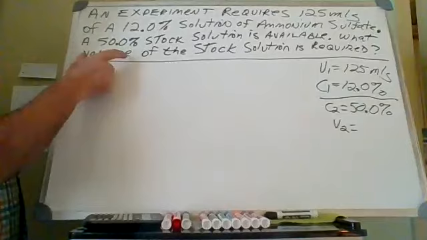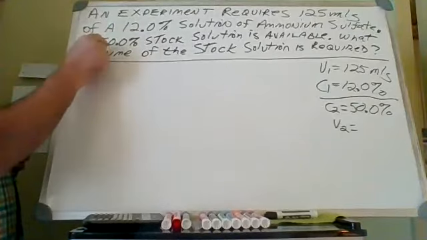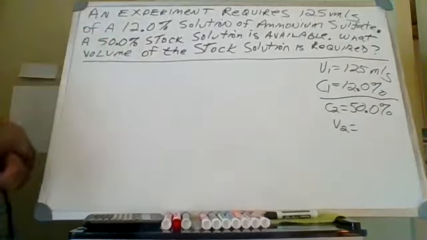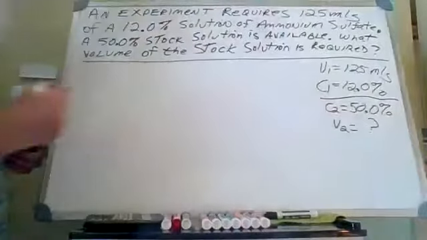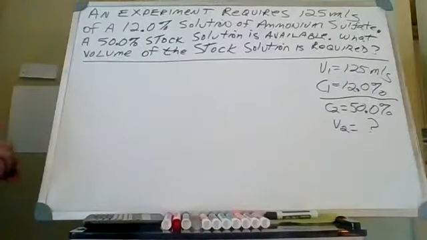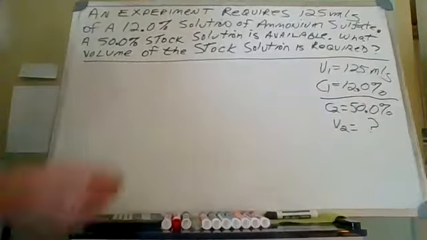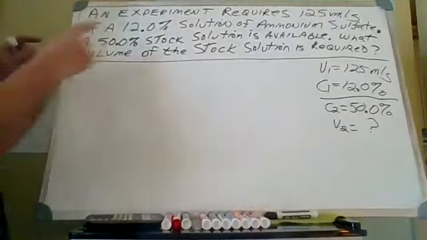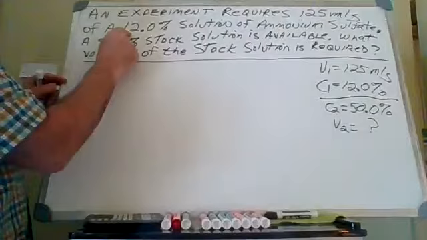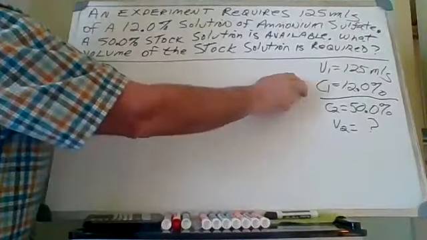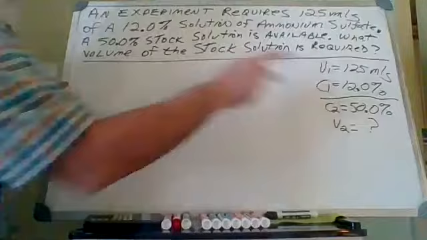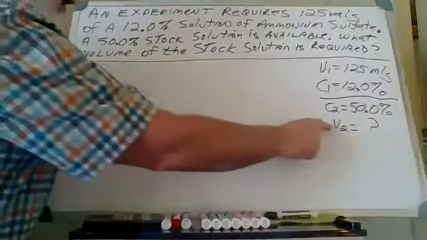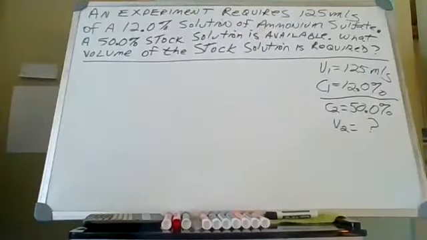It's clear that the unknown volume we're looking for is paired with the 50% stock solution. So V2 equals a question mark. Now, again, I'm going to go back and double check that. 125 mL matches up with the 12%. The unknown volume goes with the 50% stock solution. So we're okay there.